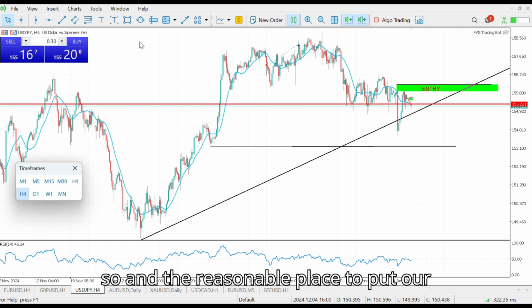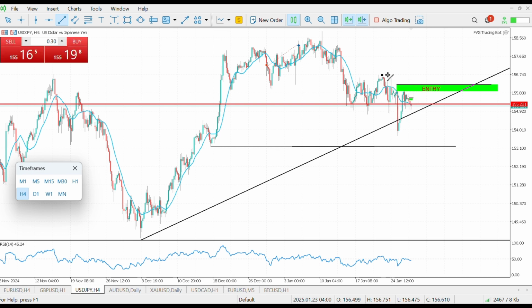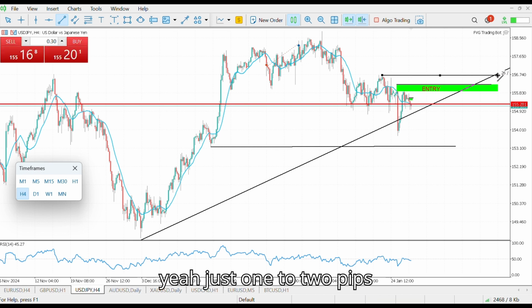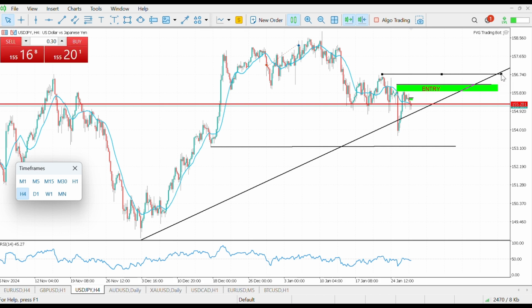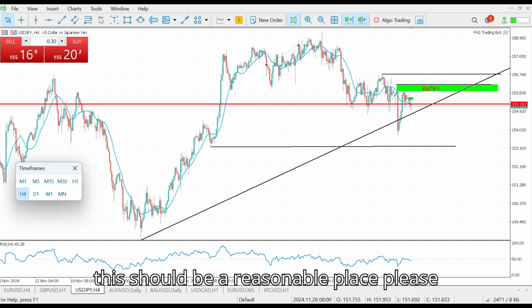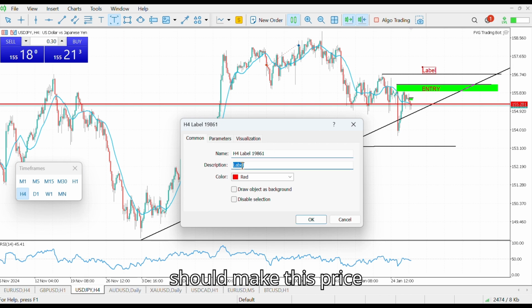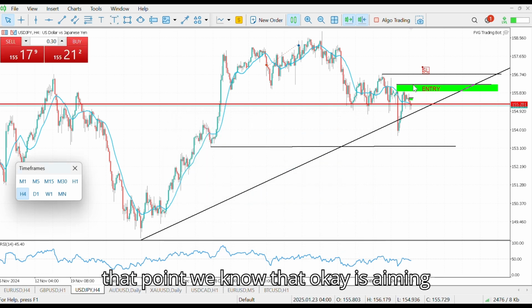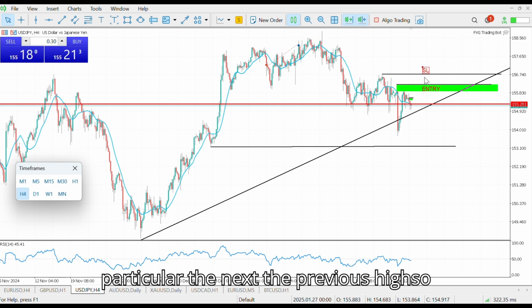And the reasonable place to put our stop loss is at the next resistance point, which is here around this point, just 1 to 2 pips above the resistance point. So this should be a reasonable place for our stop loss, because if anything makes this price cross that point, we know that it's aiming for this particular previous high.